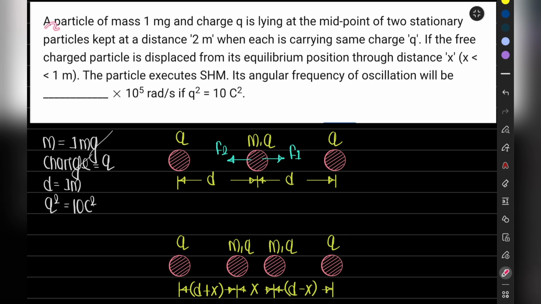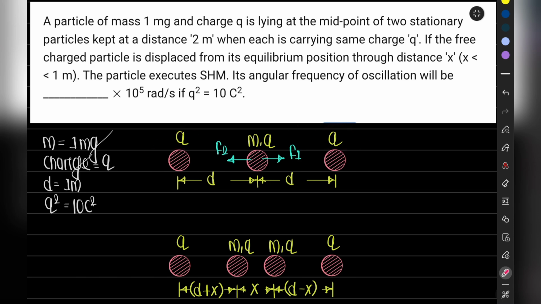So today's question is saying a particle of mass one mg and charge q is lying at the midpoint of two stationary particles kept at a distance of 2 m, when each is carrying the same charge q. So we have one particle whose mass is 1 mg, that is m, which I have written here, and charge is q, lying at the midpoint of the two stationary particles. Total distance we have is 2 meter. When each is carrying the same charge, this one also has charge q, this one also has charge q.